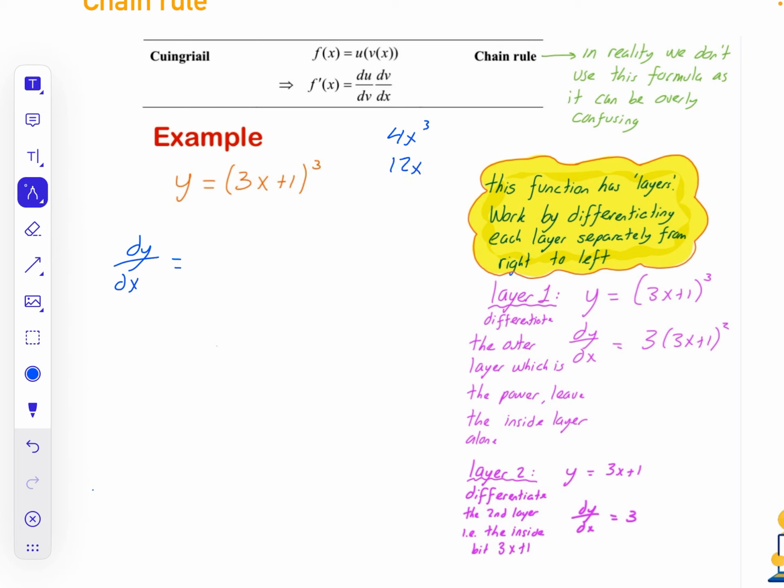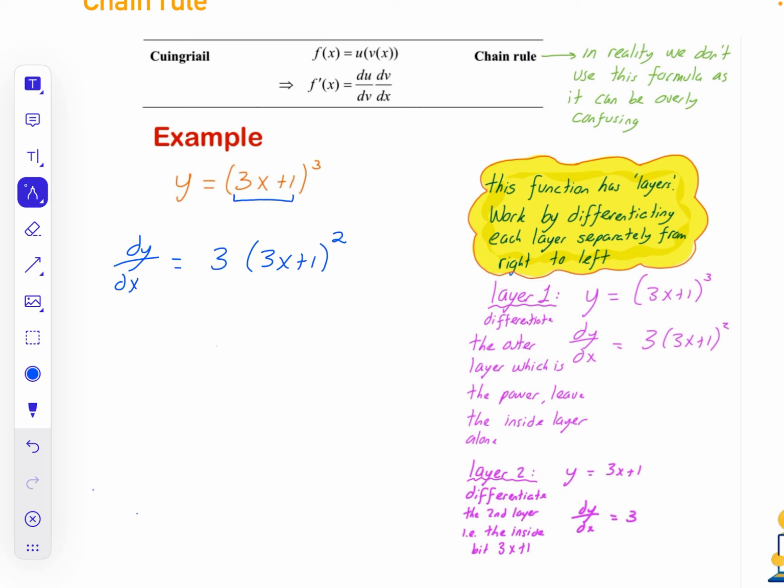If I wanted to differentiate 4x cubed, multiply the number by the power, that would give me 12x, and then reduce the power by 1, that would be squared. I'm going to do the same thing here. I'm going to bring the 3 down in front, leave the 3x plus 1 alone, and reduce the power by 1. That's step 1, so I've worked with the power. In my head, I'm saying bring the power down in front, leave the bracket alone, reduce the power by 1. That's step 1 done.